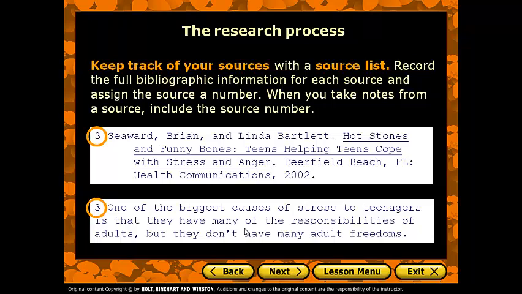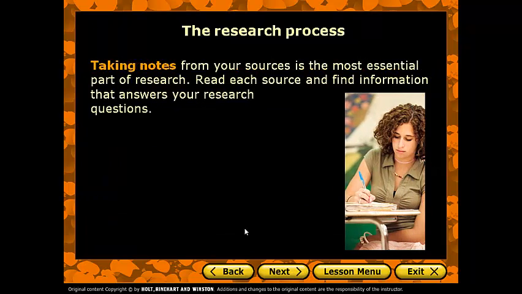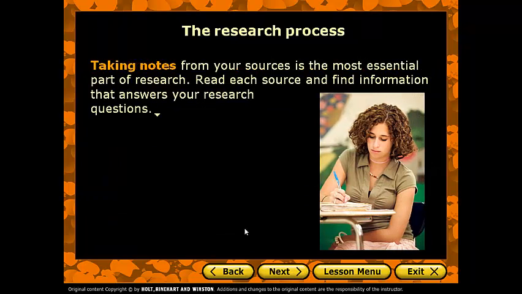So what this does when you create a working bibliography that's numbered, or a source list, kind of the same thing, you have all the full bibliographic information so that you don't have to write it every time you take a note from that source. So you can take your note, and instead of having to write title, source, and all that information, you just put the number down. So before you actually get in there and take the notes, you create a source list. Then you start taking your notes.